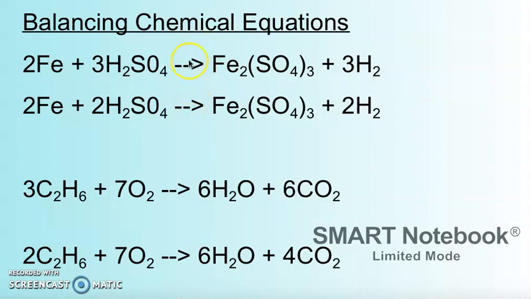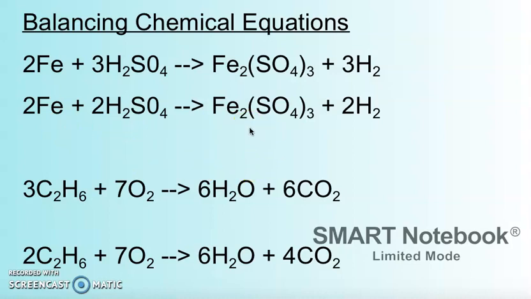First of all, you have an arrow that's in the middle of these chemical equations. Every element that's represented on the left side of the arrow has to be represented on the right side of the arrow also. So for example, we're going to see how many Fe's, which is iron, are on the left side and how many Fe's are on the right side.